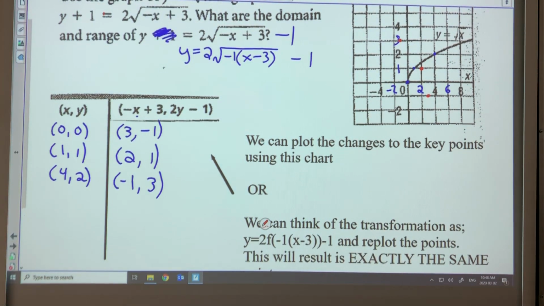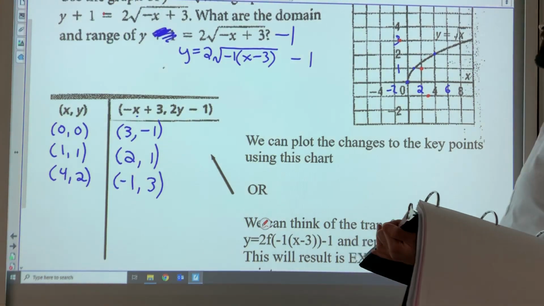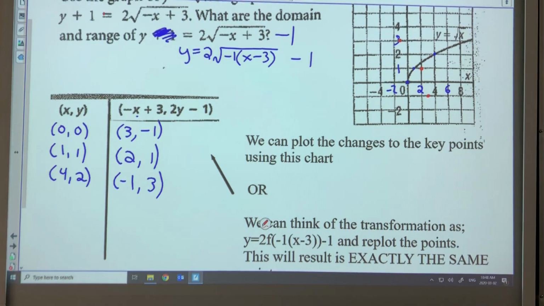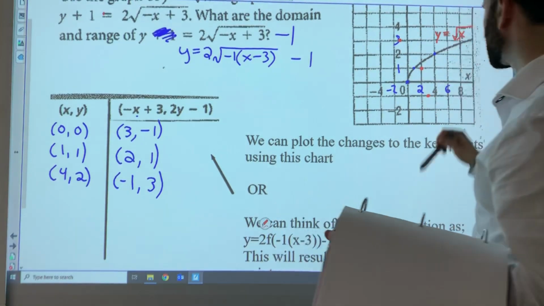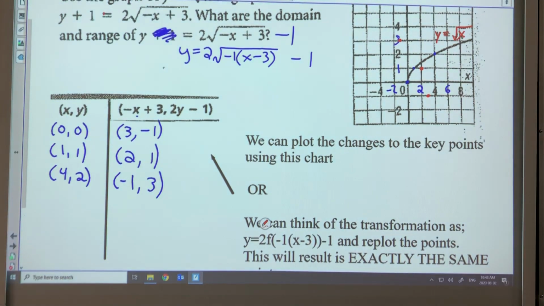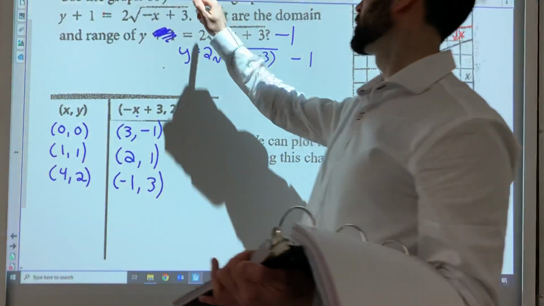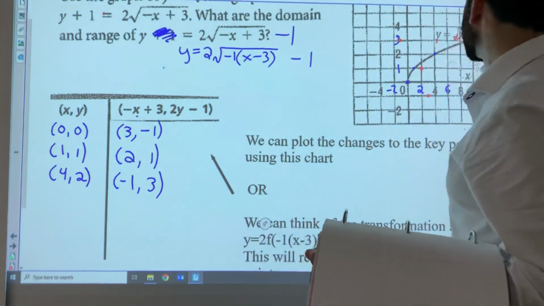Now if you're looking at that and you're not sure about what to do, you might want to grab a couple more points if you can. I don't know if there's any other convenient ones. You know the original equation, right? It's the square root of x. So you could go get a couple that aren't on the graph.